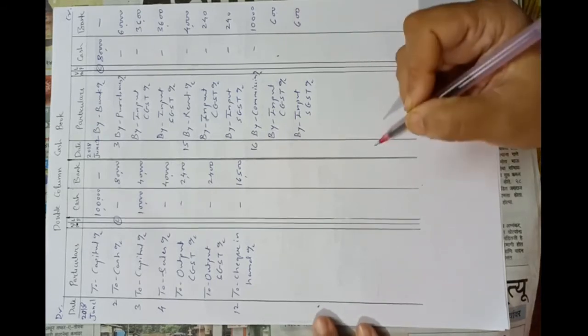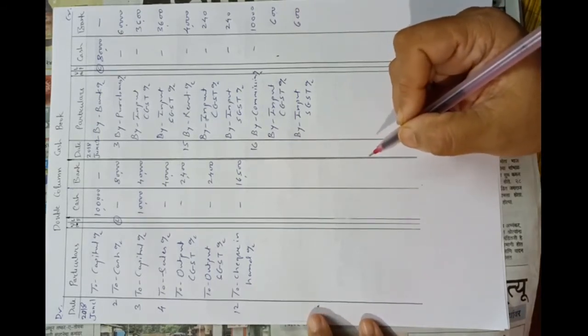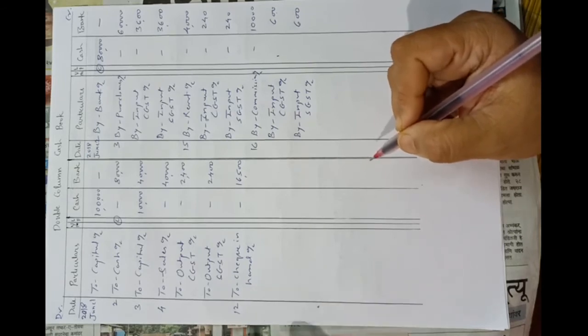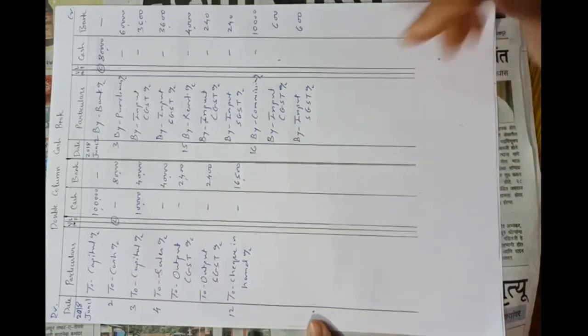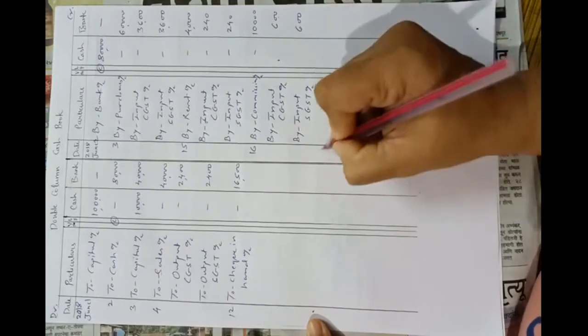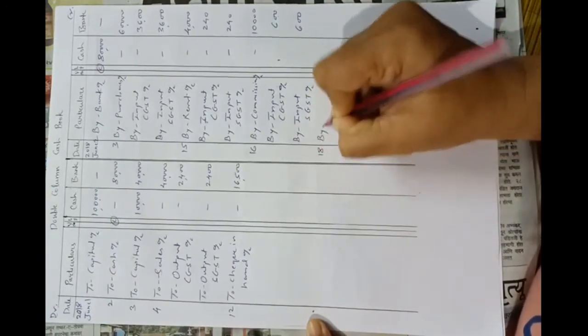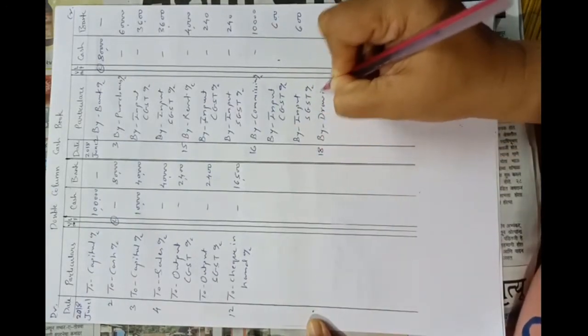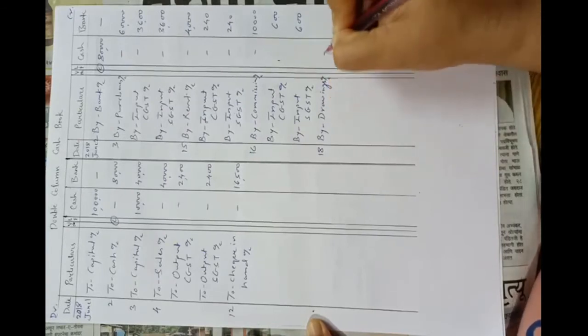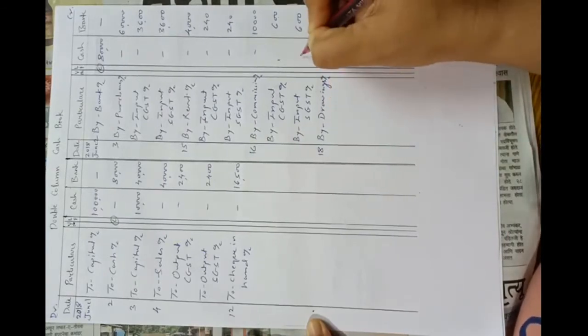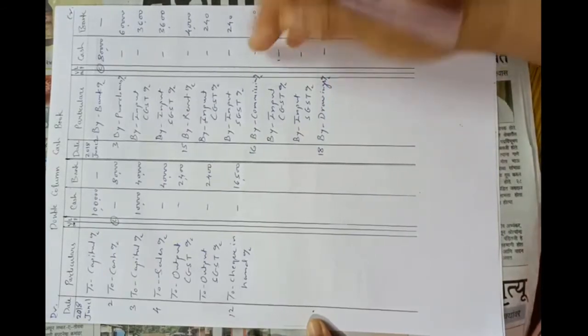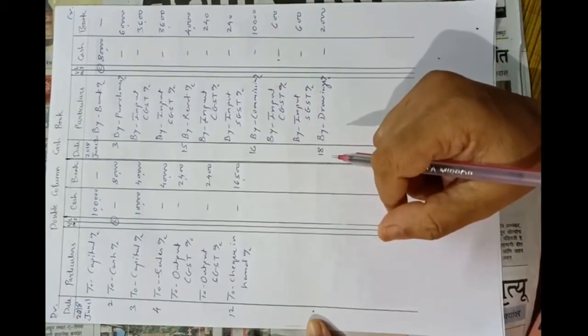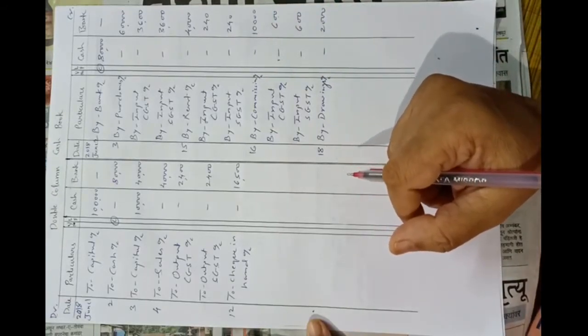Okay, now next entry on 18th June, drew check for personal use rupees 2,000. So this is the entry of drawings on 18th June. By drawings account 2,000 in bank column, as the owner has withdrawn rupees 2,000 by check from the bank.